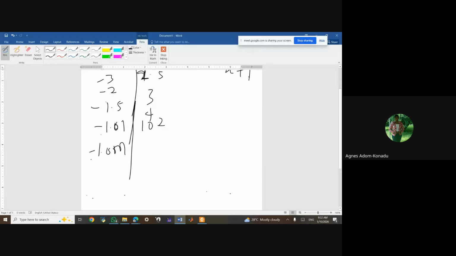So we are getting very close to negative 1, but we are not at negative 1. Negative 1.0001, what do I get? 10002.